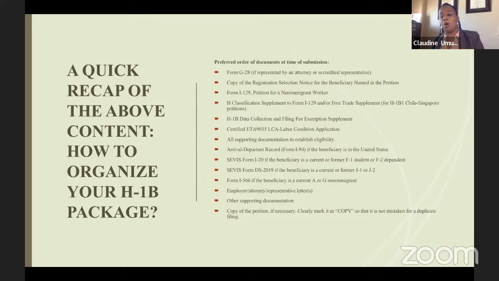Did they go to a non-US institution? Like, did they go to school outside of the US, in another country? Yes. Then you need to have an equivalency evaluation.